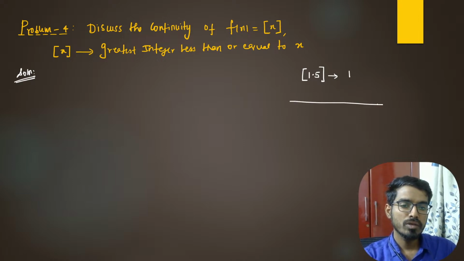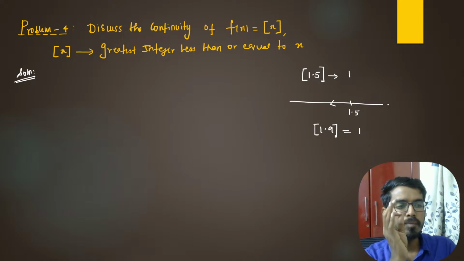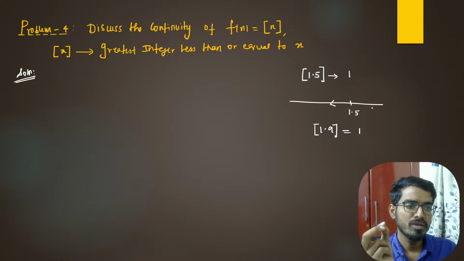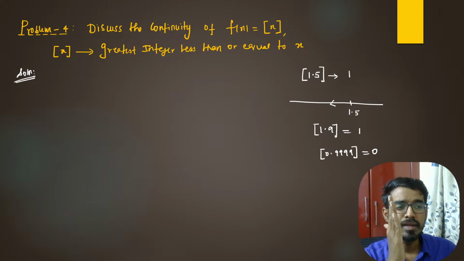See, very simple. Just plot 1.5. You just find the first integer on the left-hand side. What is the first integer on the left? It is 1, right? So g of 1.5 is 1. It has to be to the left of that, and it has to be greatest. What is g of 1.9? Again, it is 1, because the greatest integer less than 1.9 is 1, right? What is g of 0.9999? It is 0, right? What is the greatest integer that is less than 0.999?